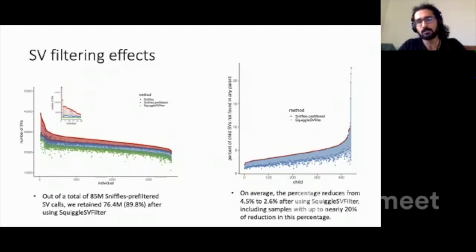The other figure on the right-hand side that we show here is that on the x-axis we have a set of children for which we have parent data as well, where on the y-axis we see the percent of child SVs not found in any parent.